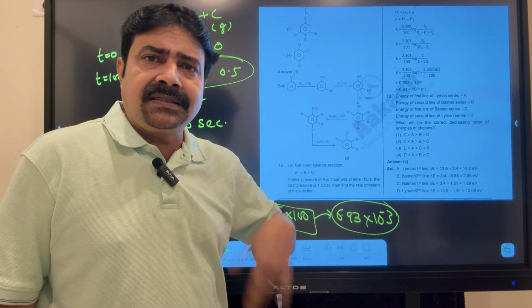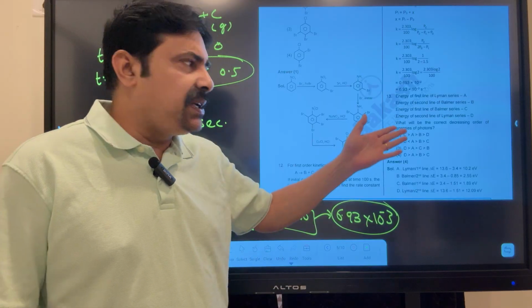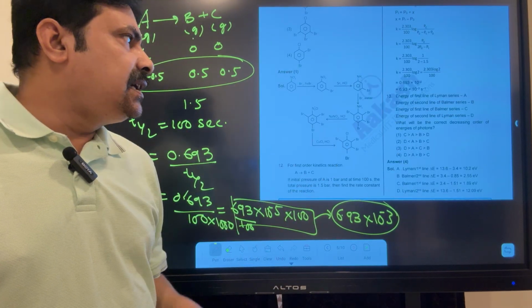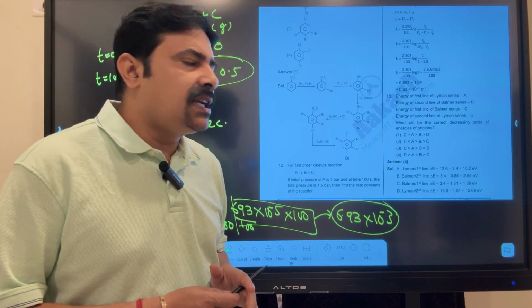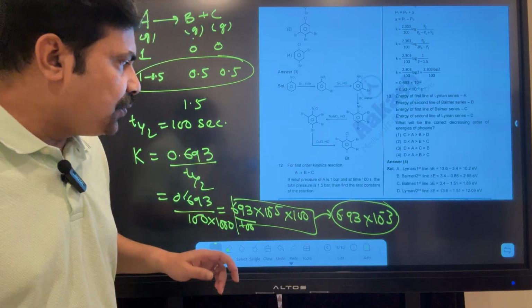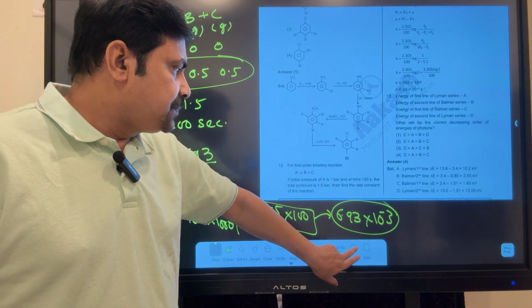If lambda is less, energy will be more. That is the funda. Based on that, you will get your fourth option as the answer: D greater than A, greater than B, greater than C. Let us go for the next question.